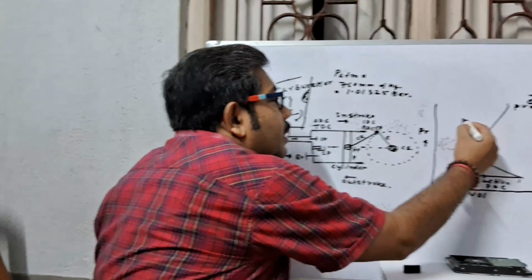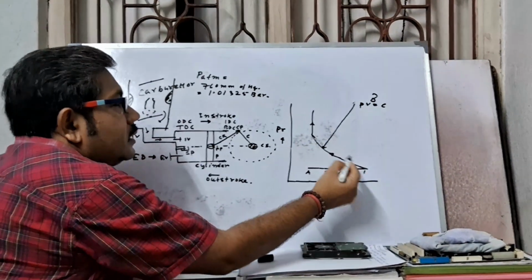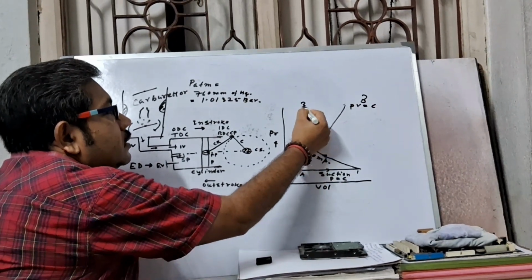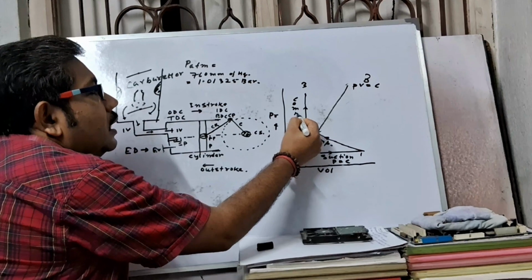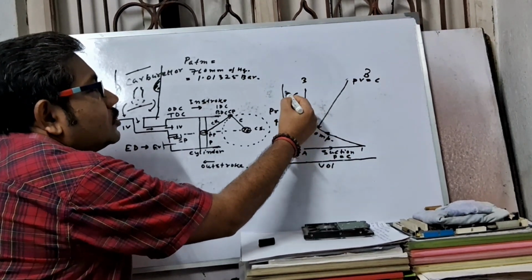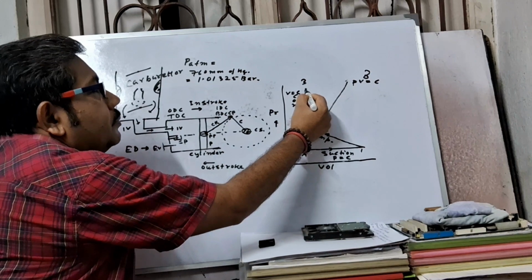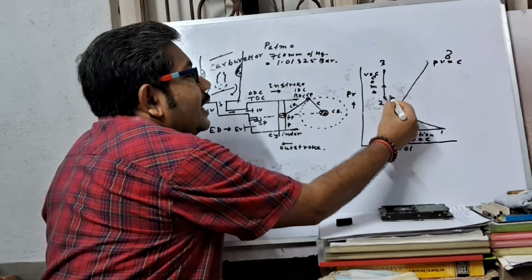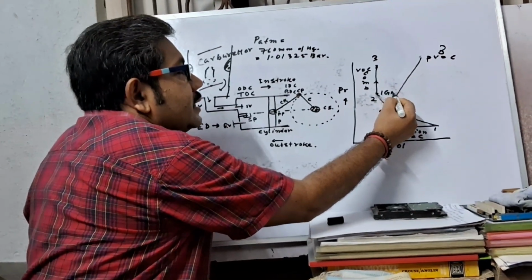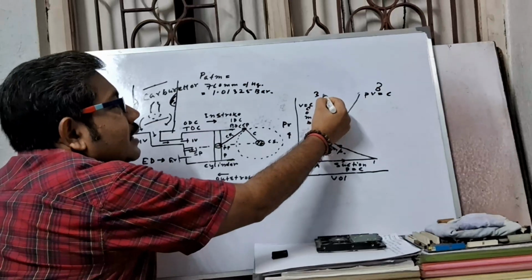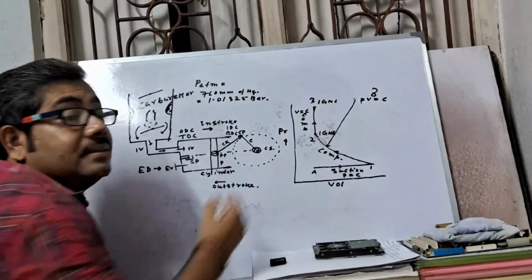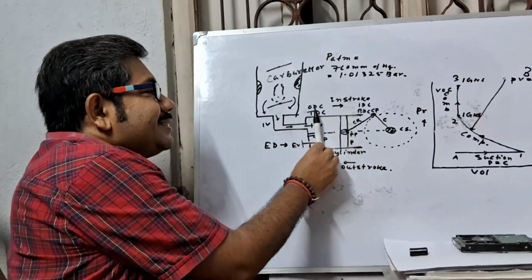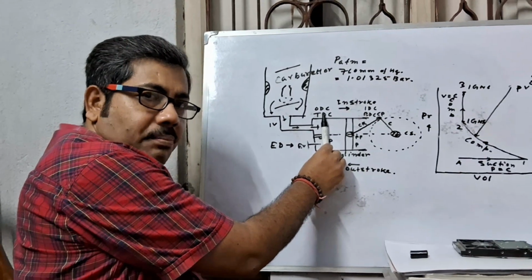So combustion occurs at constant volume. 1 to 2, this is compression, and 2 to 3, this is combustion. And combustion occurs at constant volume, V equal to C. Here IGNS means ignition starts, and this is IGNC, ignition closed. That means when the piston reaches TDC, combustion is completed.